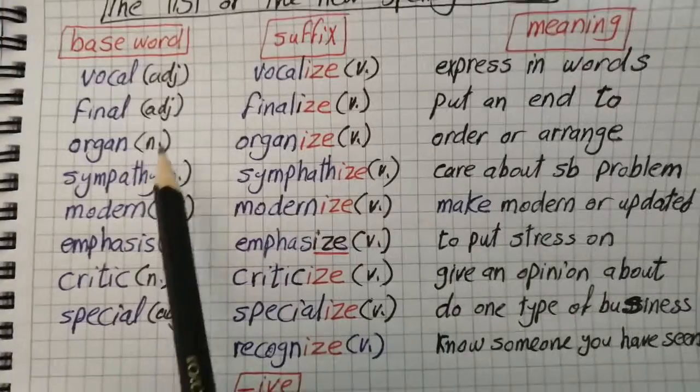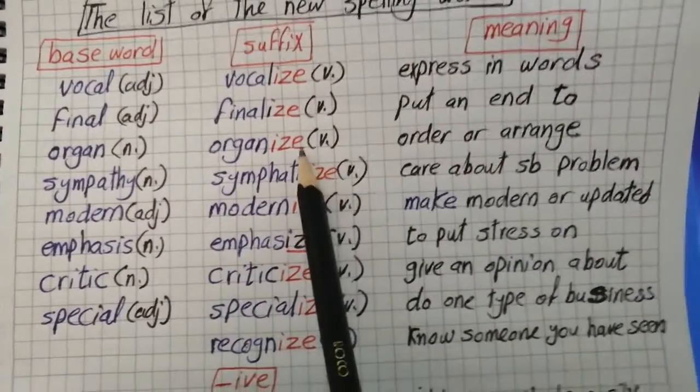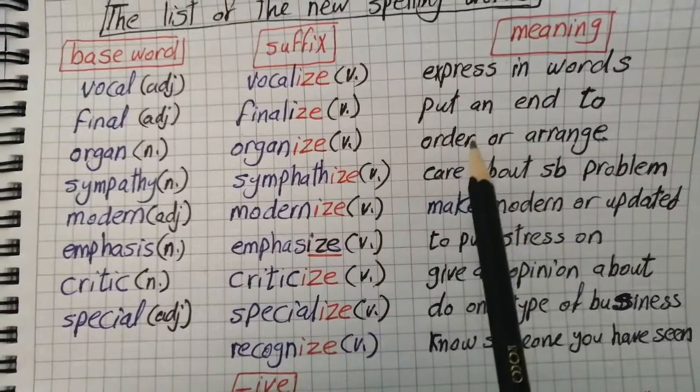Organ. Organ is a noun. When adding IZE, change from a noun into a verb. Organize means to order or to arrange.